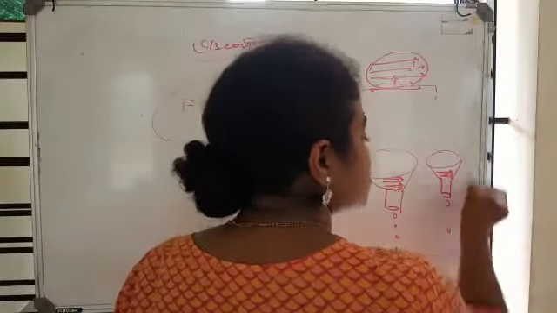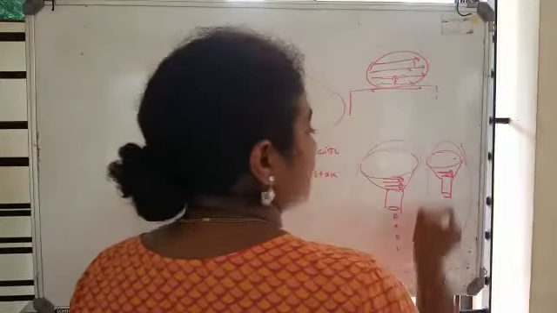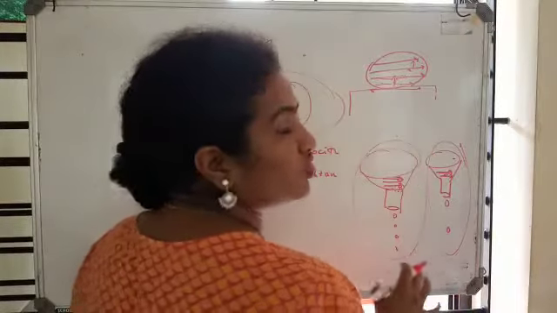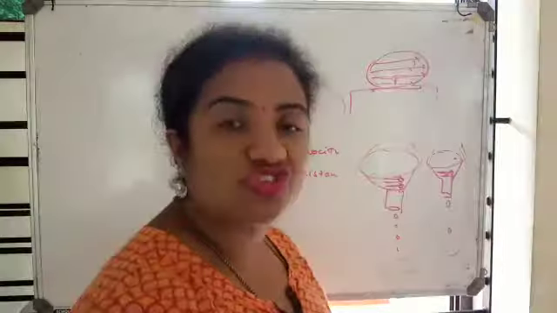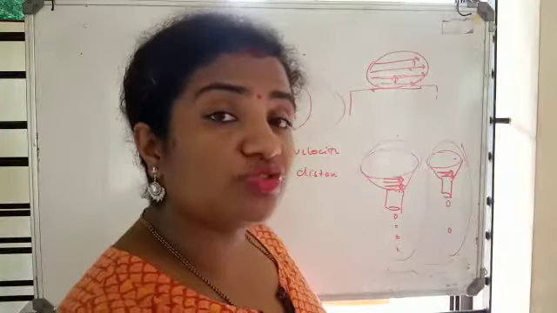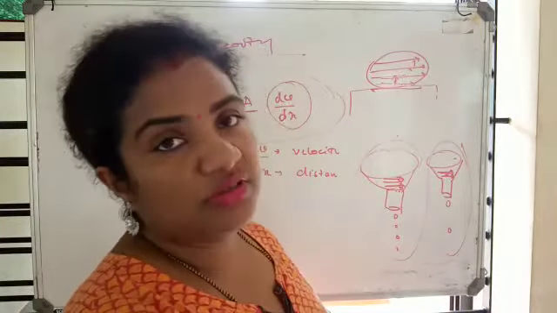So we say castor oil is more viscous when compared to water. Water also has viscosity, but its viscosity is less when compared to that of castor oil, because of which castor oil moves very slowly and water moves fast.